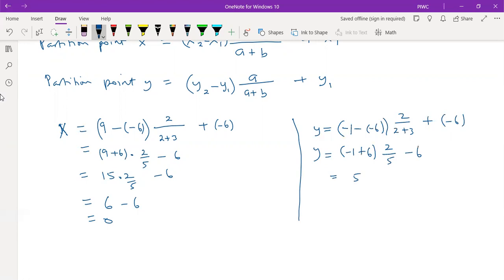So we have 5 times 2 over 5 minus 6. Multiply this out. So that'll be 2 times 5 divided by 5. We can cross 5 out. So that gives us 2 minus 6. So we end up with -4. So it means that the partition point that we're interested in, P, will be (0, -4). Okay, so that's your answer.